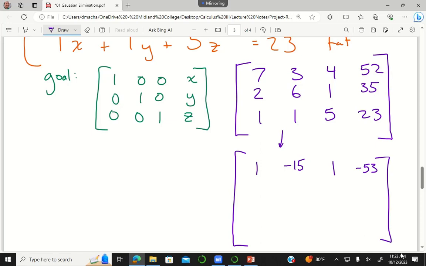The next thing I need to do is I want to make this 2 into a 0. So I'm going to subtract 2 times the third row from the second row. So 2 minus 2 times 1 is 0. 6 minus 2 times 1 is 4. 1 minus 2 times 5 is negative 9. 35 minus 2 times 23 is going to be 35 minus 46. And that's negative 11.